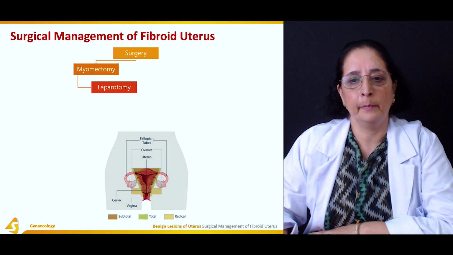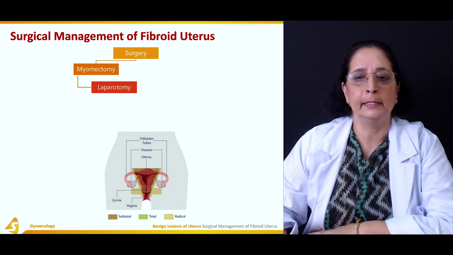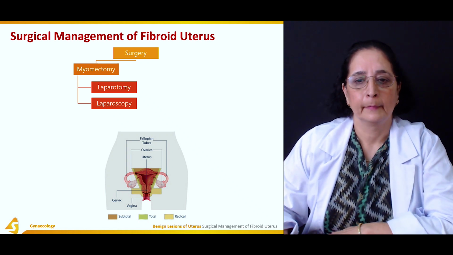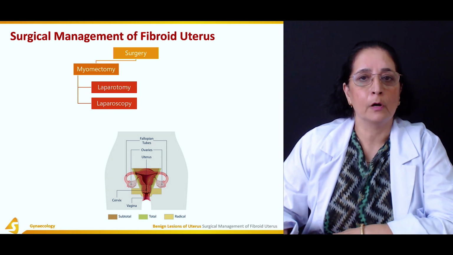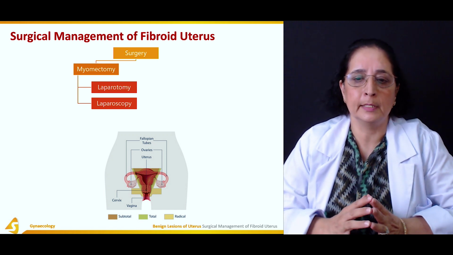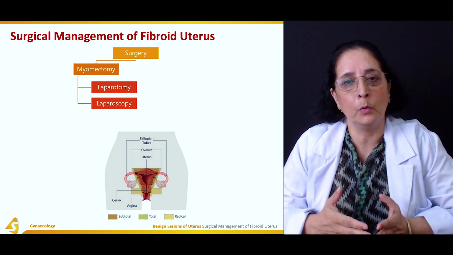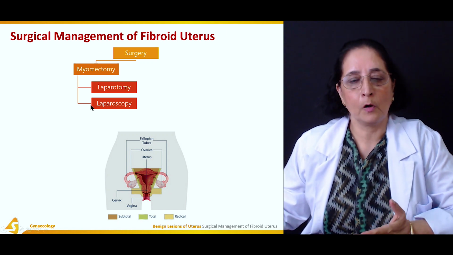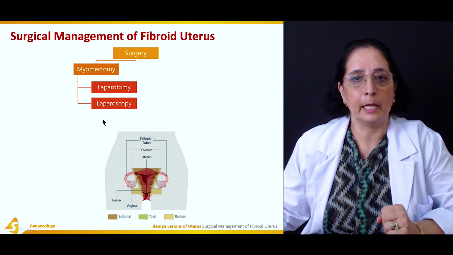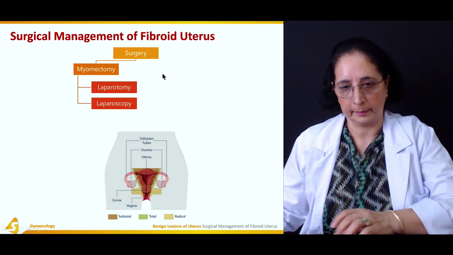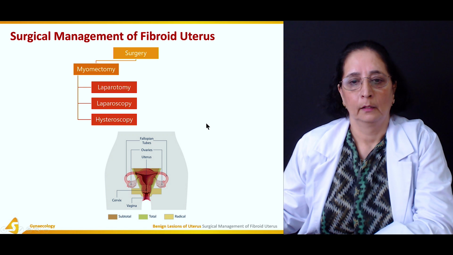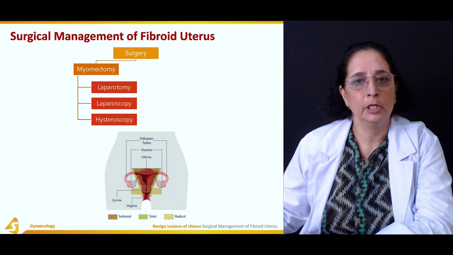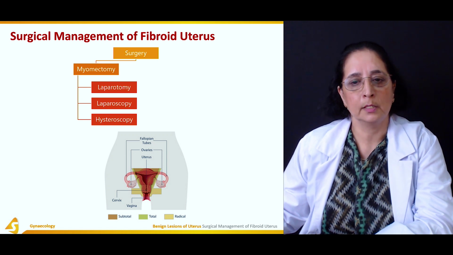Myomectomy can be done by laparotomy, in which the abdomen is opened, or by laparoscopy, in which the laparoscope is inserted and then myomas are removed with the help of the laparoscope. So in laparotomy, an incision is given in the abdomen and then myomas are removed. In hysteroscopy, again, a hysteroscope is inserted into the uterus and then the myomas are removed.